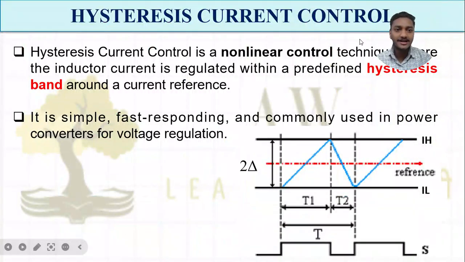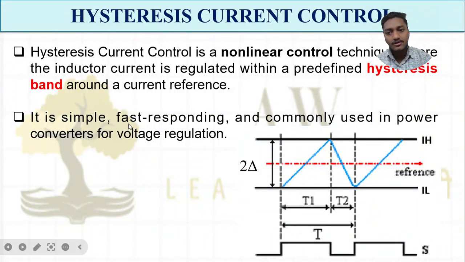So, hysteresis current control. Again, hysteresis current control is a type of non-linear control technique in which our inductor current is regulated within a predefined hysteresis band. Same kind of waveform. I will keep my inductor current between IH and IL, and this 2 delta is the peak to peak ripple in the inductor current. So let us say my reference is 5 ampere and I want a peak to peak ripple of 1 ampere. I can allow it to go from 4.5 to 5.5. This is how I will adjust my overall control structure.